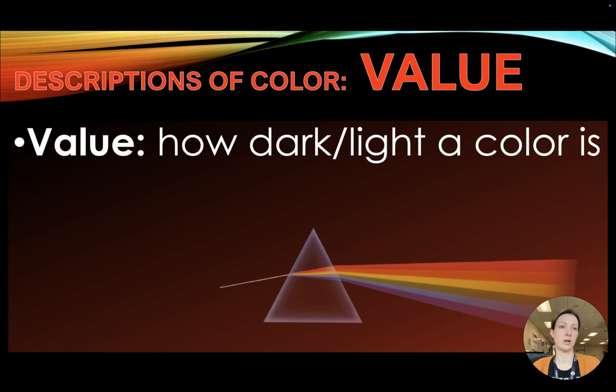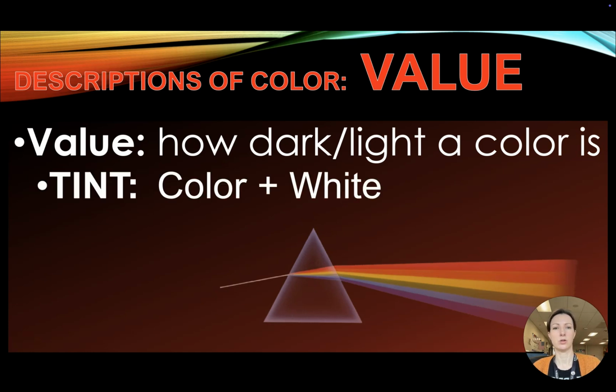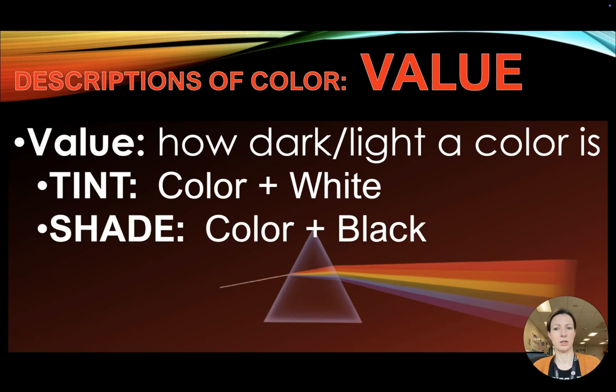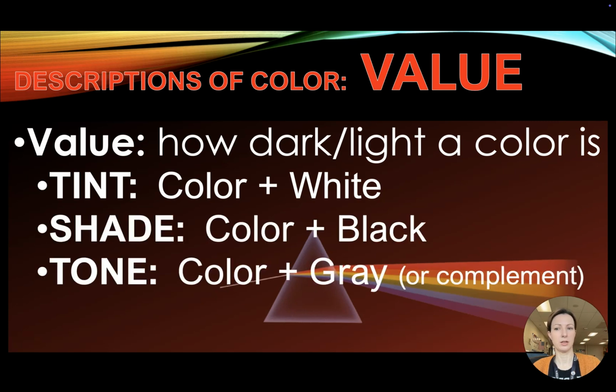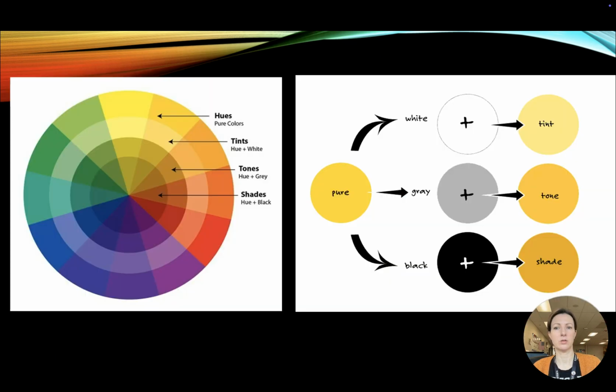Value is how light or dark the color is. So to create different values, a tint is a color plus white, a shade is a color plus black, and a tone is a color plus gray, or you could use a complementary color, which we'll dive into later. So here are two examples of the hue, the tint, tone, and shade, so you can kind of see the difference. So the pure color, adding white is a tint, adding gray is a tone, adding black is a shade.